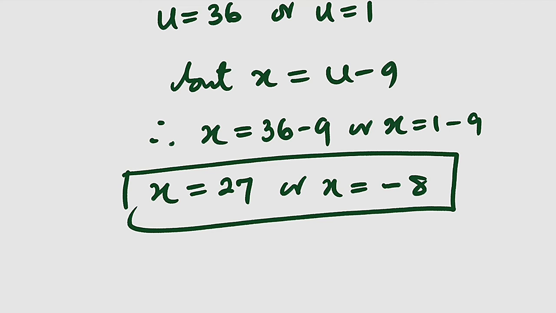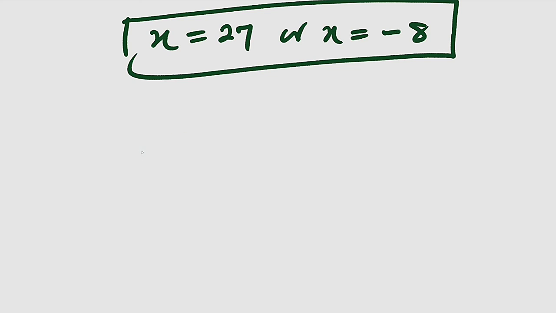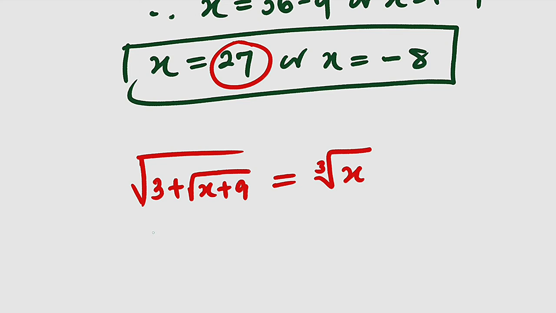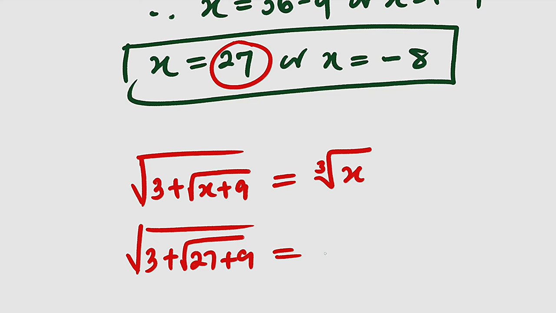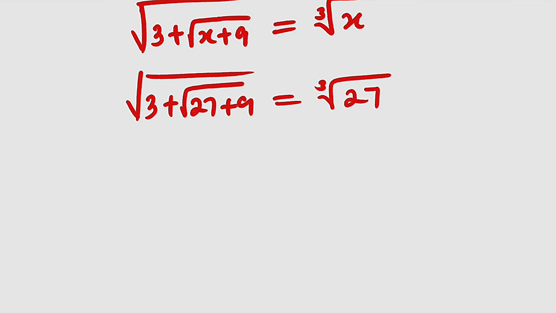An imaginary solution. So let's take the original equation. I think I can even write it up here. The original equation was the square root of 3 plus square root of x plus 9 equal to what? The cube root of x. So let's start by plugging in 27. If x is 27, we have the square root of 3 plus square root of 27 plus 9 equal to the cube root of 27. If the left and the right hand side are exactly the same, then we conclude that x equal to 27 is a solution. 27 plus 9 is 36.